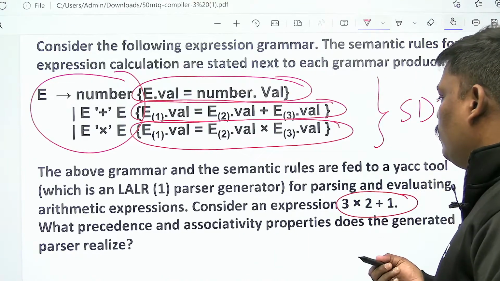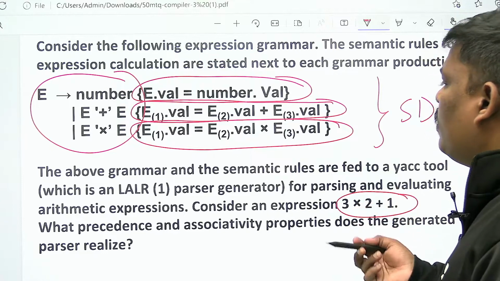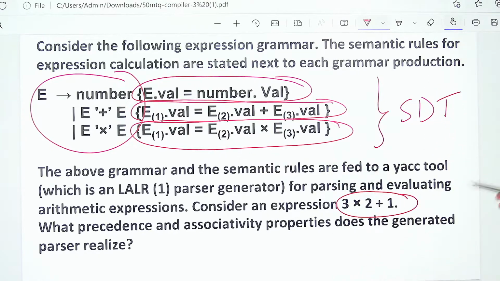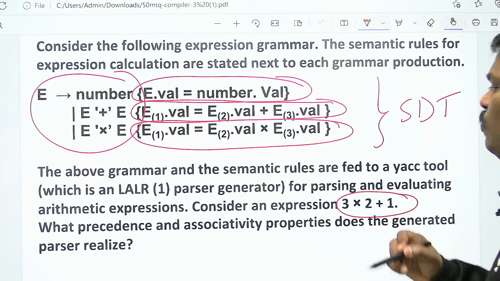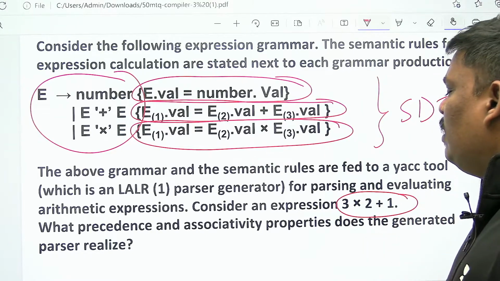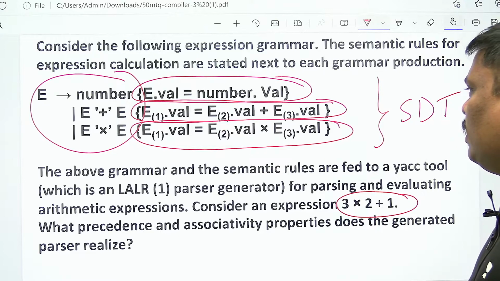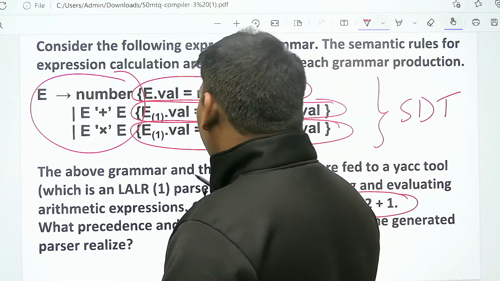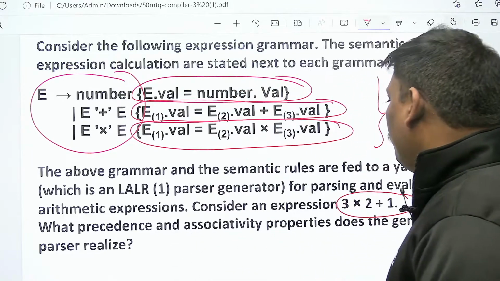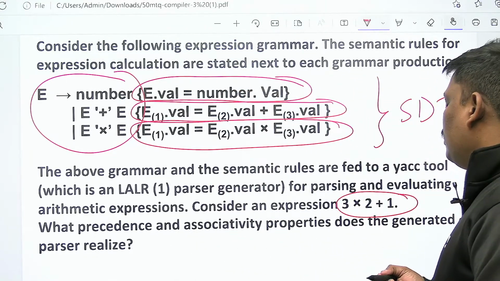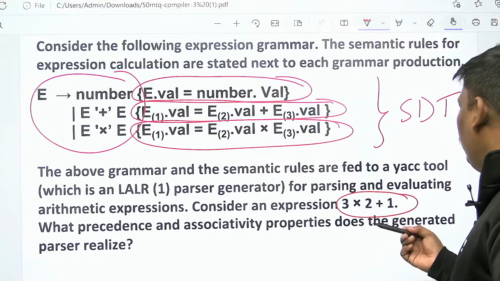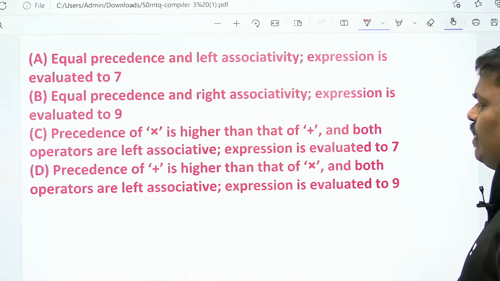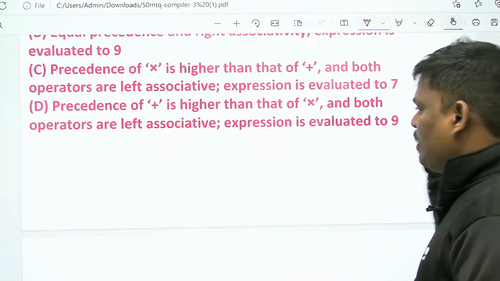But I gave this grammar and this expression to the YACC tool. Even though ambiguity is there, even though conflict is there, the YACC tool will resolve it. How it will resolve, you will see now. He is asking what the answer is. Some options are given. Now listen, everyone.